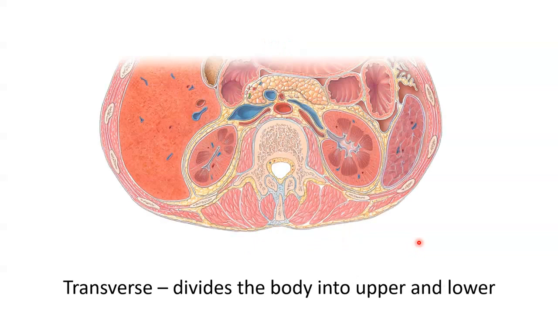And our transverse section, which divides the body into our upper and lower, or our superior and our inferior sections. So in this image, we've got a transverse section of a trunk, so through the middle of the body. The front of the trunk would be here, back of the trunk is here. We've got our vertebral column and spinal column here, 2 kidneys, the liver, bottom part of the lung, pancreas, intestines, just so that you can orient yourself.